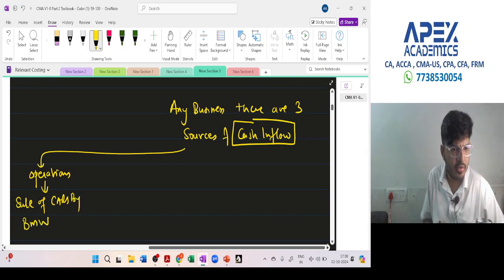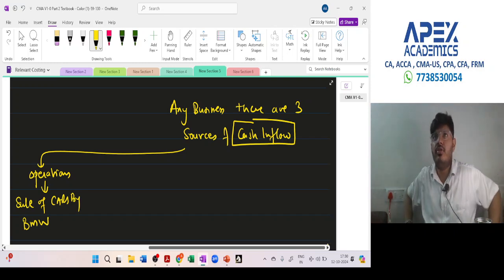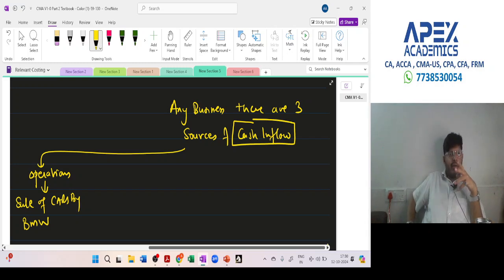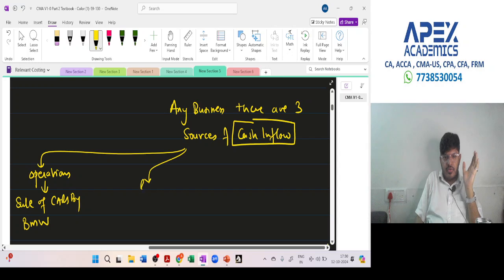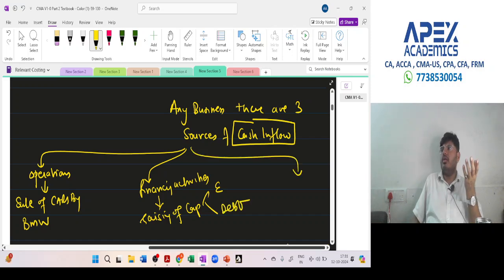by BMW. What is BMW? BMW is a car company. Agreed or disagreed? How does BMW keep itself alive? How does BMW keep its operations going? How does BMW function? By selling cars. It's its operations. Similarly, you have some sources known as financing activities. What are financing activities? They are raising of capital, either through equity or through debt. This is a cash inflow. When you raise capital, you get money, don't you? That is your financing activity.